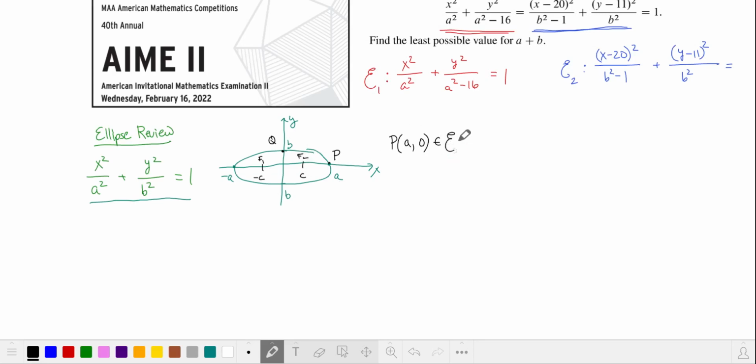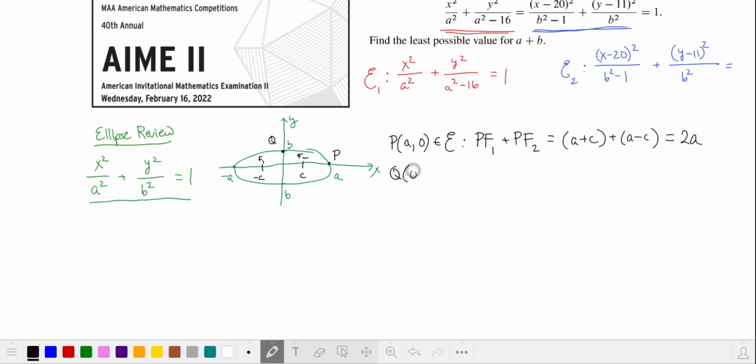If P is this point that's on the ellipse at (a, 0), then by definition, the sum of the distances from P to the two foci is a constant, and here we can find the distance from P to F1 is a plus c, and the distance from P to F2 is a minus c. So that constant is 2 times a.